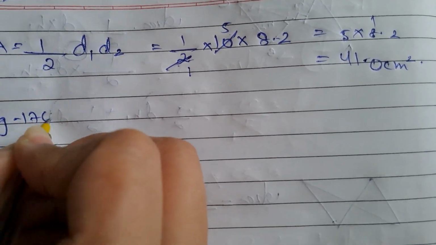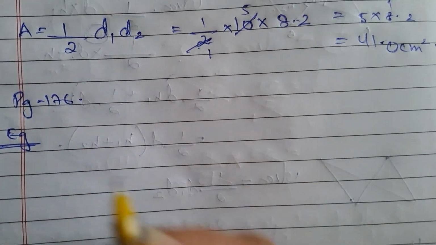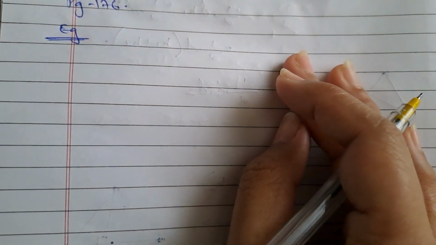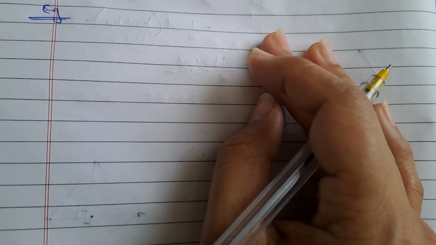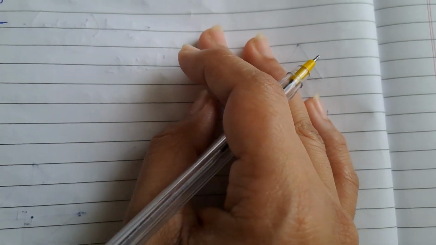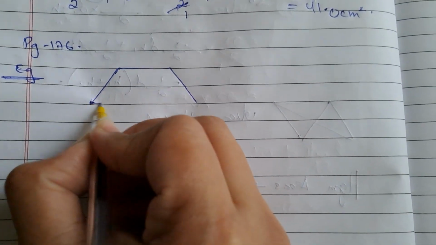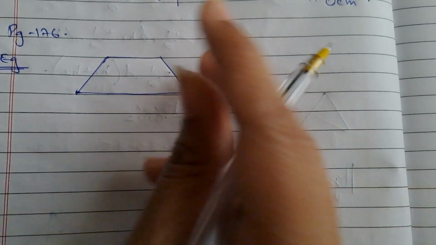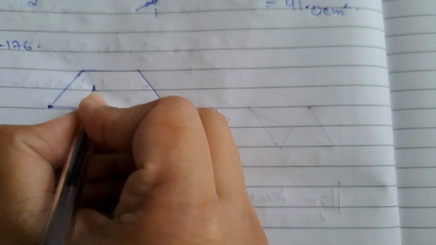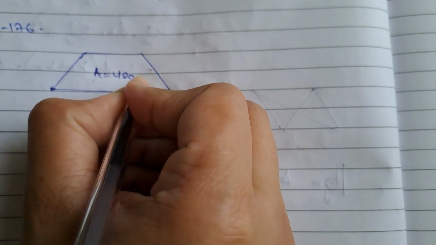Page 176, there is an example question given, and the example states the area of the trapezium shaped field is 480. There's a trapezium shaped field. I don't know what, the figure is not given to me, so I'm drawing it. This is the shaped field. The area is given to me as 480 meters square.